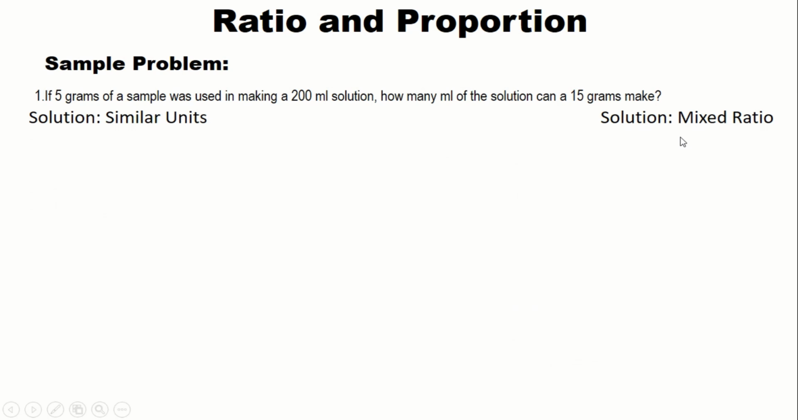Let's have another problem. If 5 grams of a sample was used in making a 200 ml solution, how many ml of solution can 15 grams make? So we will again use the two solutions, the similar units and the mixed ratio. So let's use first the similar units. So again, you have to write the given.